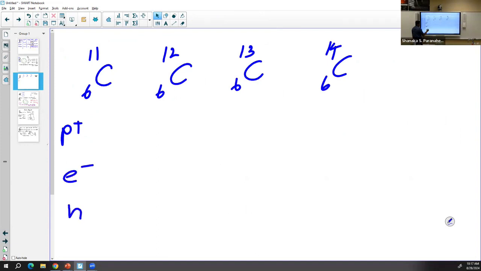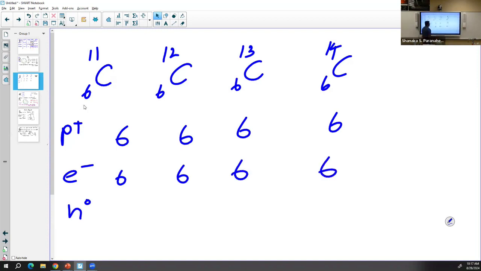If we calculate the number of subatomic particles, protons, electrons, and neutrons, for all these different types of carbon atoms, the number of protons is the atomic number: 6, 6, 6, 6. If it is carbon, carbon always has 6 protons. These atoms are neutral, so they have an equal number of electrons. The number of neutrons is the difference between mass number and atomic number. 11 minus 6 is 5. 12 minus 6 is 6. 13 minus 6 is 7. 14 minus 6 is 8.